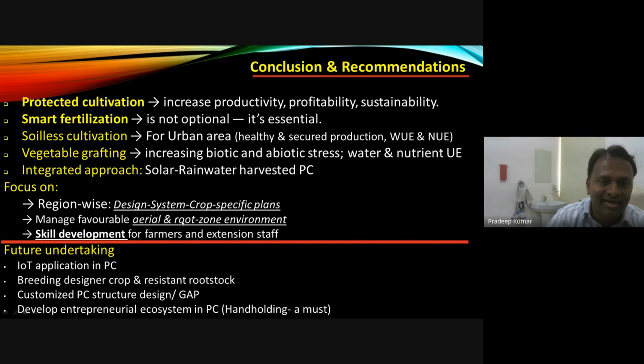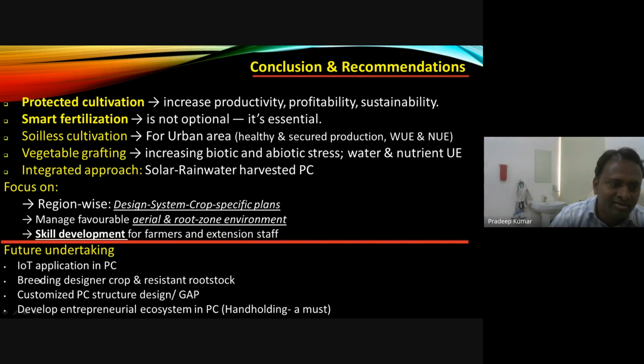Managing a favorable aerial and root zone environment is important. Skill development for farmers and extension staff is the most important part. Unless we train farmers and extension staff, this is not going to yield what we expect. Hand holding is the key area in protected cultivation, because it's new and not regular farming. You may have everything available, but without this it is not going to lead to success.